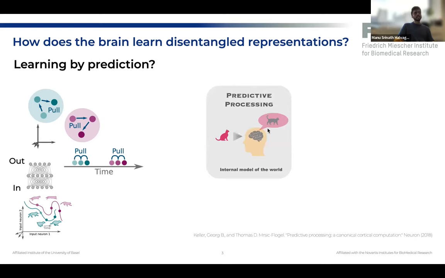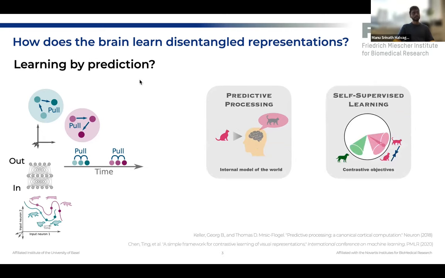Of course, this idea is closely related to predictive processing models of the brain, which suggest the brain is constantly making these sorts of predictions of its own future activity. And we're here trying to look at the idea that errors in these predictions could be useful for learning. Turns out that this principle has actually been successfully applied by the machine learning community in terms of models called self-supervised learning models. These are basically based on the same strategy, but they also use something called contrastive objectives, but I'll touch upon it towards the end.